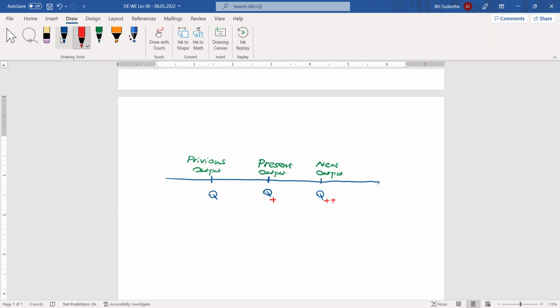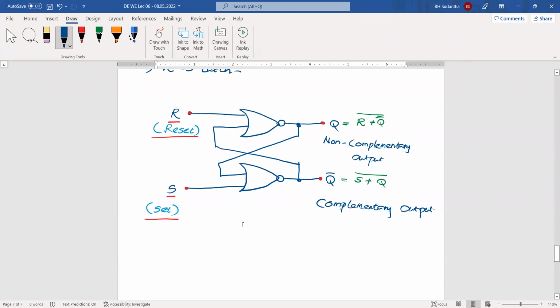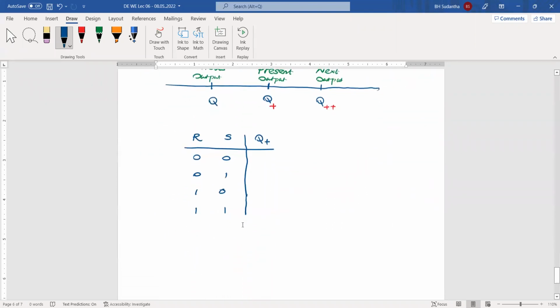Okay, then we can make a truth table. We can write out the truth table here. This is R and S. We write values only for Q, because if you know Q, definitely we know Q bar also. Then we write output values for Q plus, with R and S as 0 0, 0 1, 1 0, and 1 1. What is the meaning of this? R means reset. S means set.